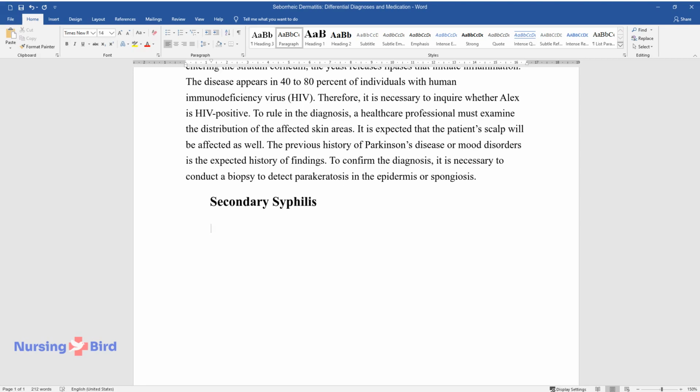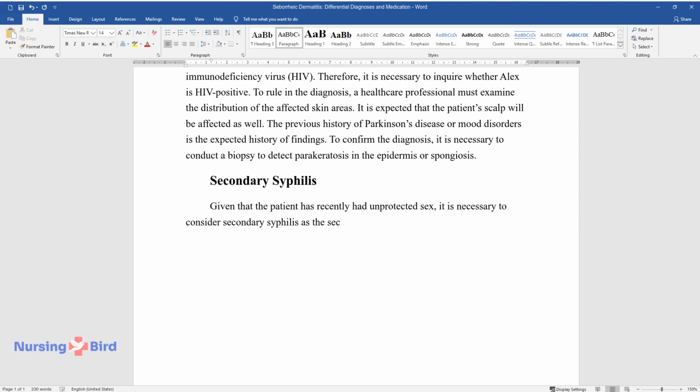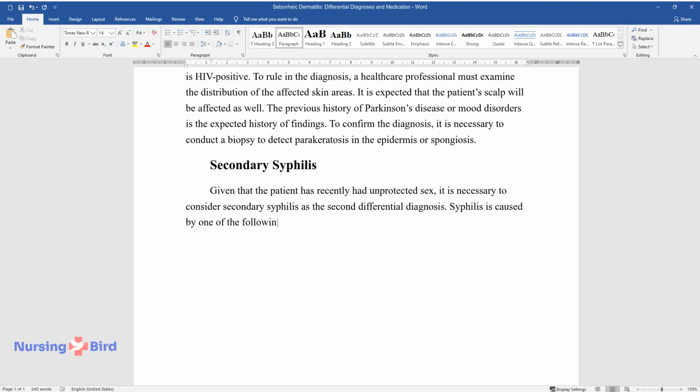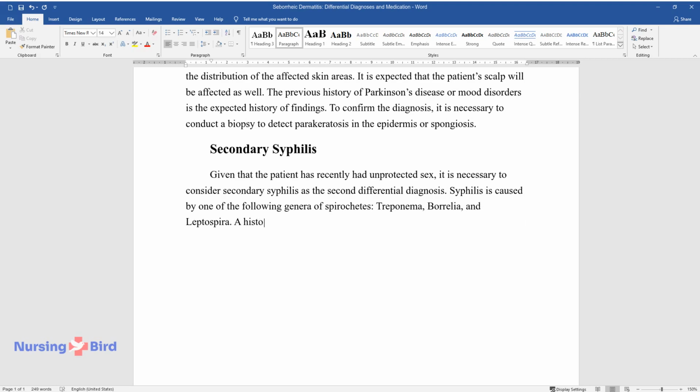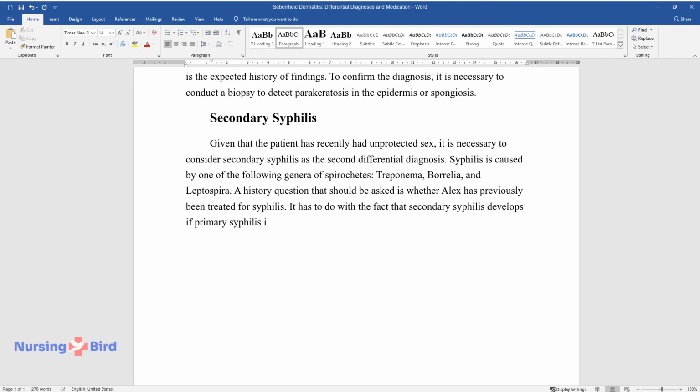Secondary syphilis. Given that the patient has recently had unprotected sex, it is necessary to consider secondary syphilis as the second differential diagnosis. Syphilis is caused by one of the following genera of spirochetes: Treponema, Borrelia, and Leptospira. A history question that should be asked is whether Alex has previously been treated for syphilis. It has to do with the fact that secondary syphilis develops if primary syphilis is untreated.